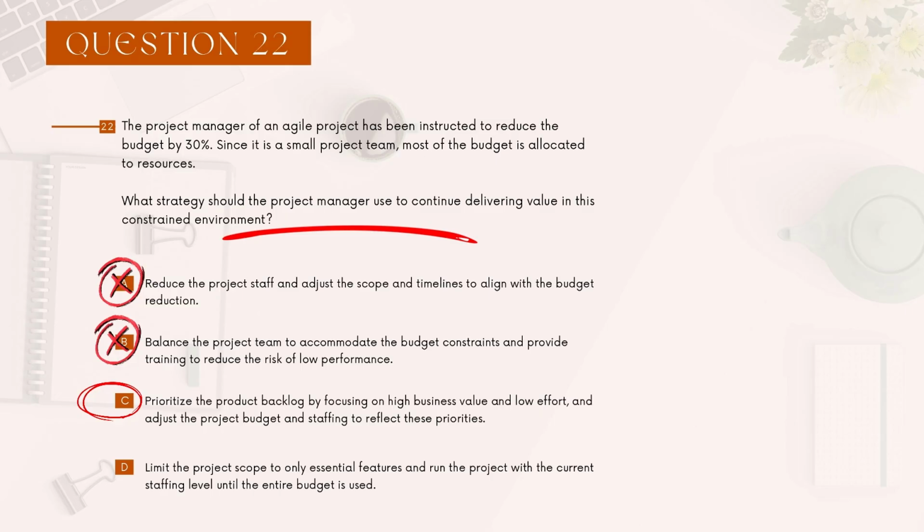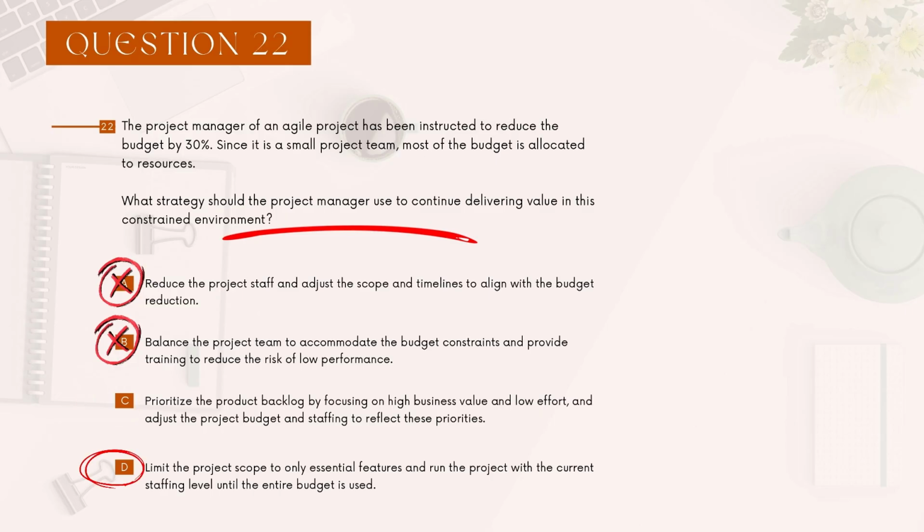But high business value, in a way, could be a lot of effort too, or could be low effort. It doesn't matter. At the end of the day, value is subjective to what the company deems as valuable. So taking a value-driven step or making a value-driven decision is one of our principles. So we're going to prioritize the backlog. They mentioned backlog because we know it's an agile project, and we're going to adjust the project budget and staffing to reflect these priorities. Excellent. I like this a lot.